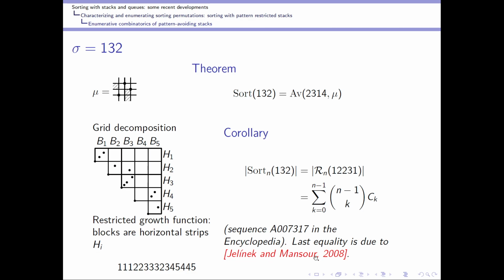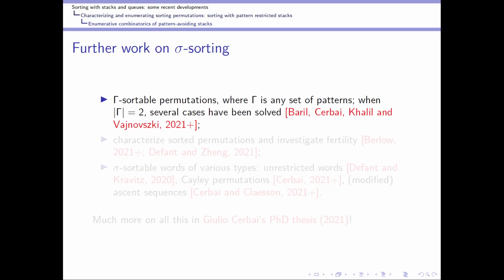And there's a paper by Jelinek and Mansour which counts this set of pattern avoiding restricted growth functions, and the counting sequence is given by this binomial transform of Catalan numbers. Okay, just a couple of words concerning possible further work on sigma sorting.